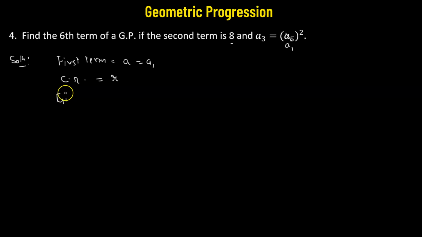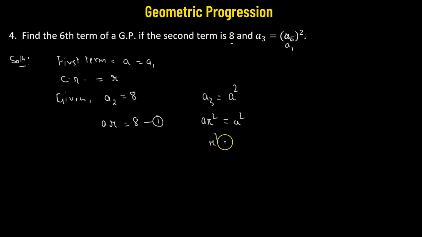Then we have the common ratio denoted by r. Now we have to find out the sixth term. The second term of the geometric progression has a value of 8. So we have a times r, and this is equal to 8. Let this be equation number 1. Also it's given here that the third term equals the square of the first term. So that means a3 equals a squared, so ar squared equals a squared, or r squared will be equal to a. Let this be equation number 2.